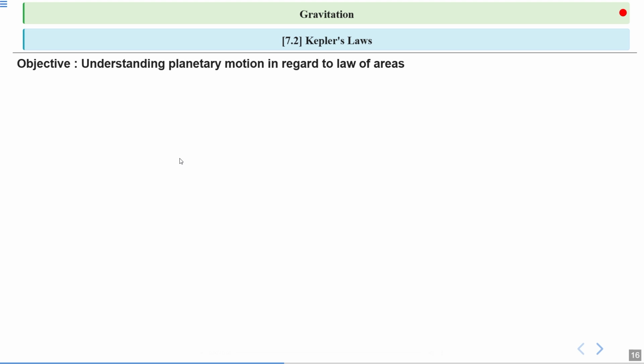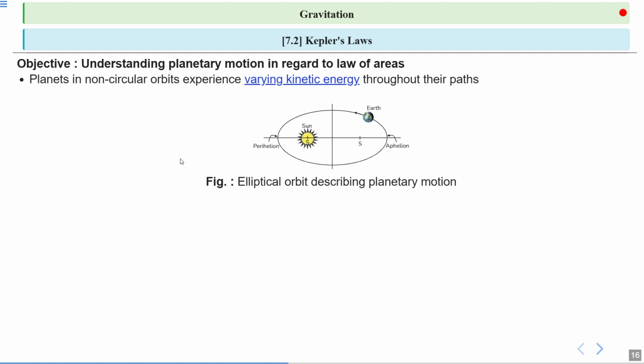Understanding planetary motion in regard to the law of areas. Notice how planets in elliptical orbits experience changes in kinetic energy. This is because their speed varies depending on their position in the orbit. The figure here illustrates an elliptical orbit, which is key to understanding these variations. Remember, the shape of the orbit affects how fast or slow a planet moves.